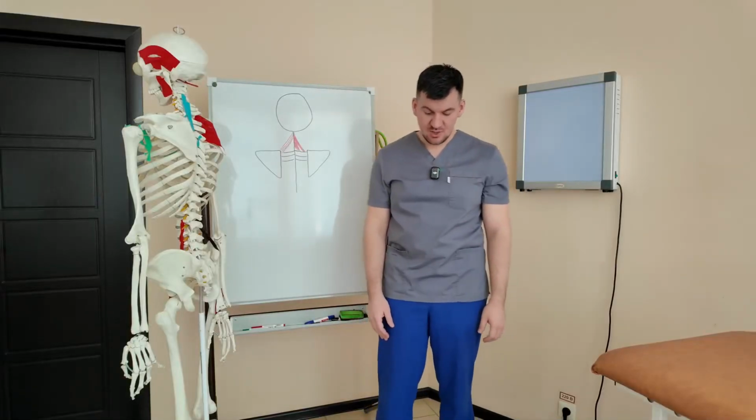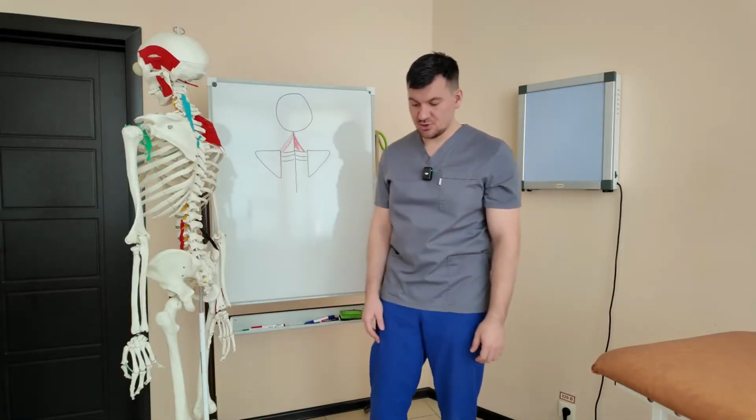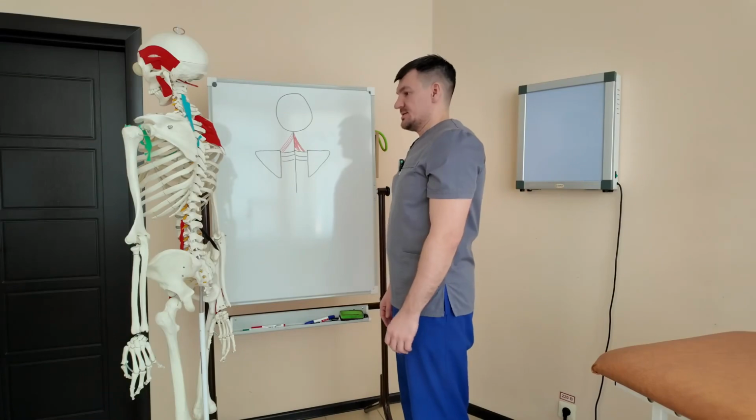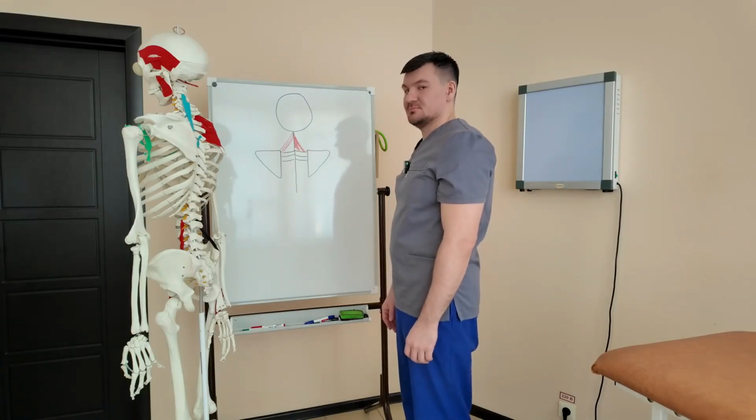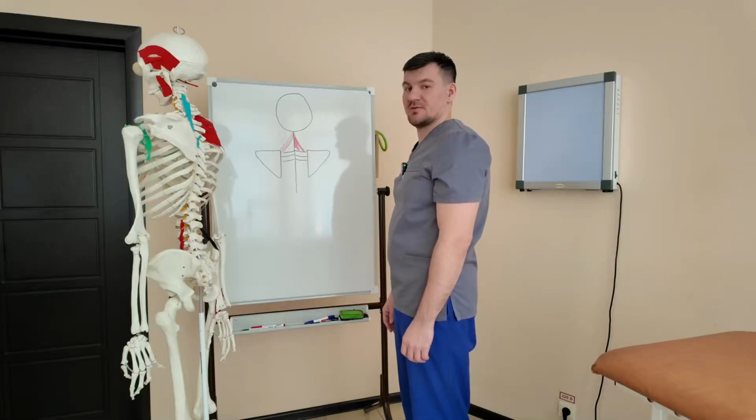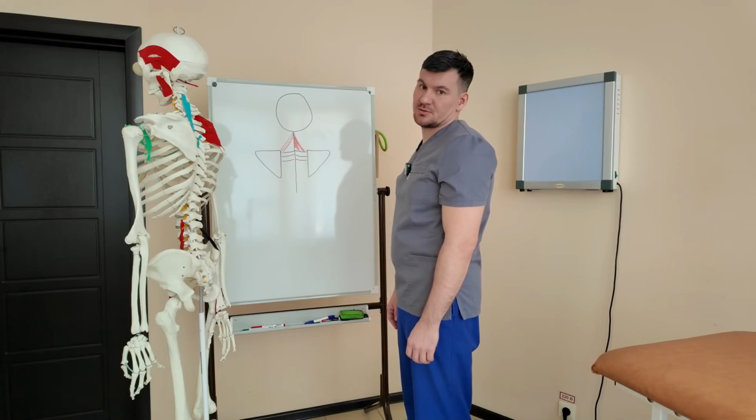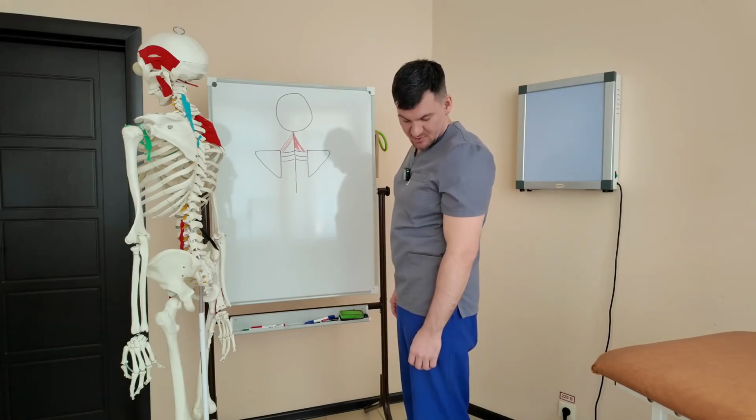Next, we have the levator scapulae muscle. How do we stretch it? Look here. See what needs to be done. Here, we make a 45-degree head turn. We make a tilt. And we lower the head down.